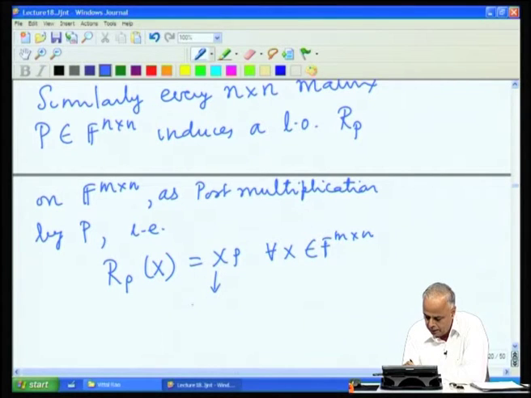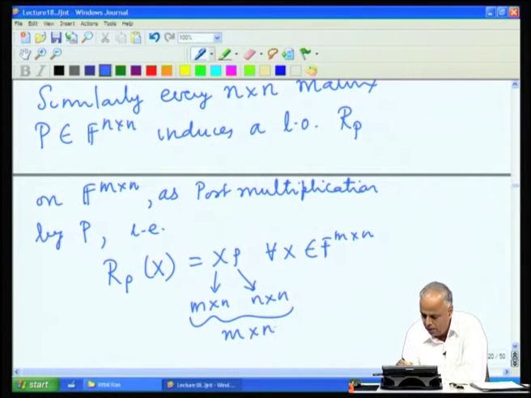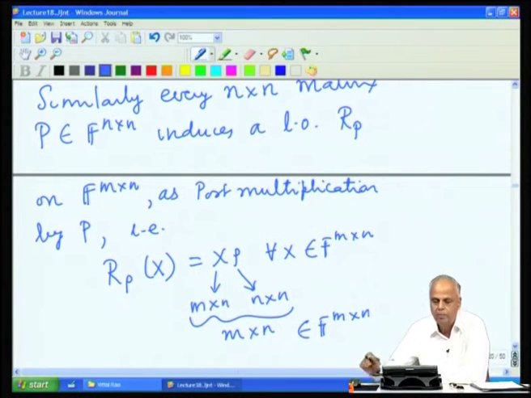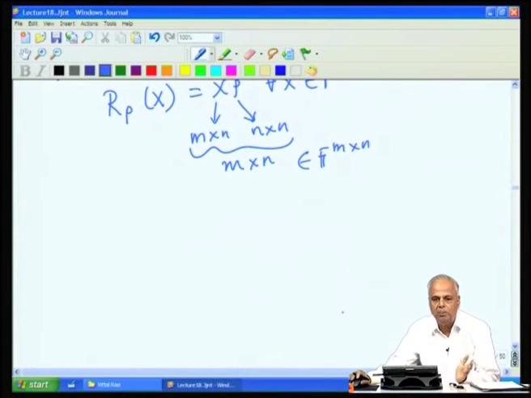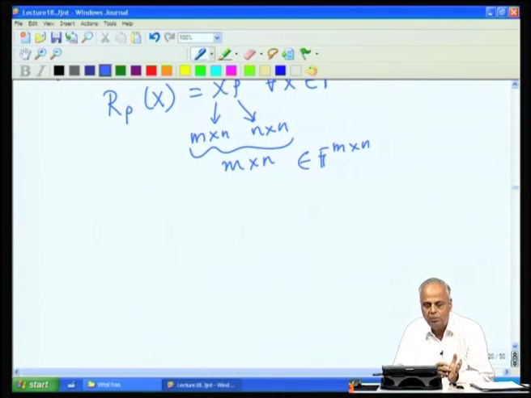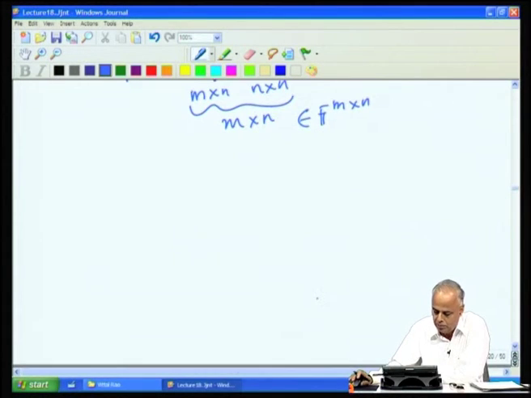And again you note that x is m by n, P is n by n. So, the product is going to be m by n, and therefore, it is going to belong to F m cross n. So, we have again left multiplication as well as right multiplication, but when we are dealing with rectangular matrices, we must be very careful as to the size that we choose for the left multiplication and the size of the matrix we choose for the right multiplication.